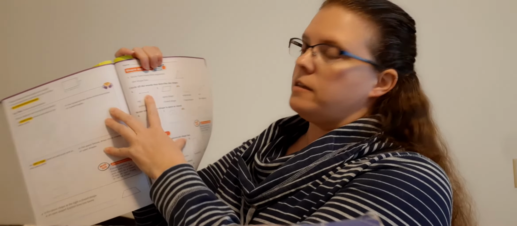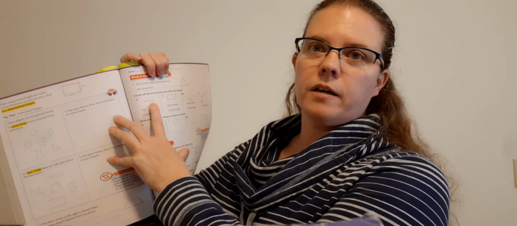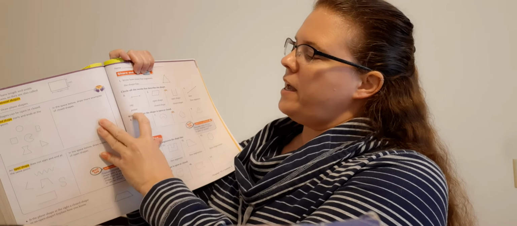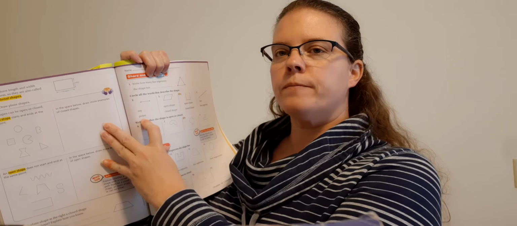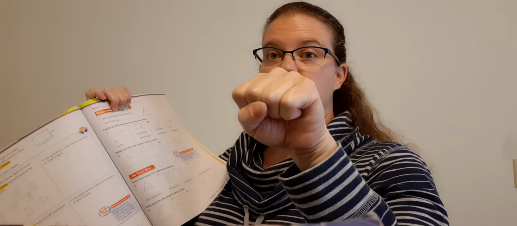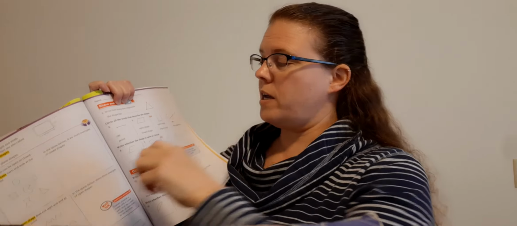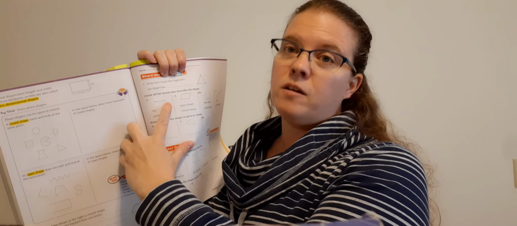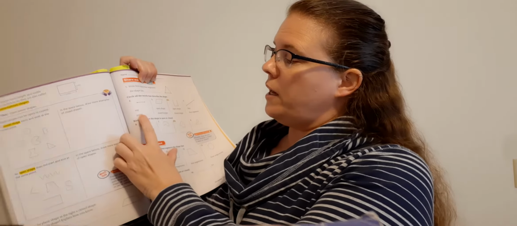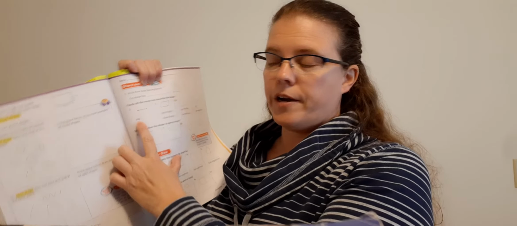All right, number 2. Circle all the words that describe the shape. So let's take a look at this shape. Would we call this a ray or a point or both? We would call it a ray, right? Because a point is just this with nothing else. That would be an end point because it's at the end of the ray. So this would be a ray.